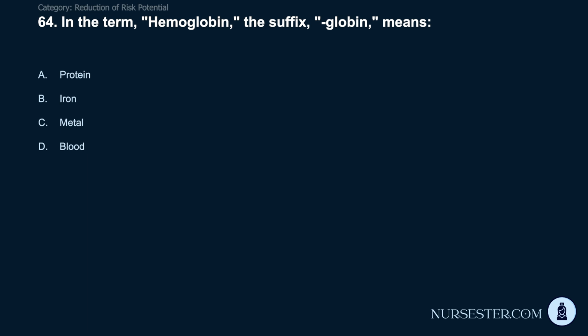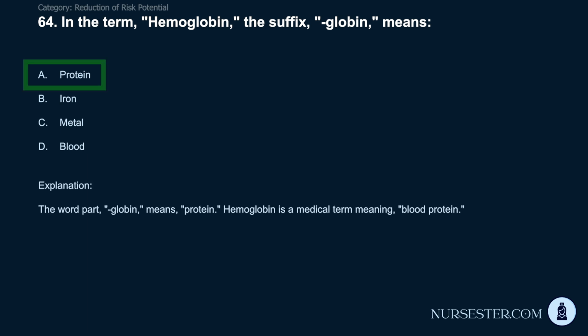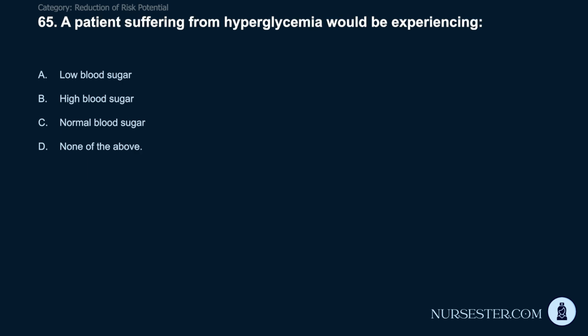64. In the term hemoglobin, the suffix globin means: A. Protein. B. Iron. C. Metal. D. Blood. Correct answer: A. Protein. The word part globin means protein. Hemoglobin is a medical term meaning blood protein.